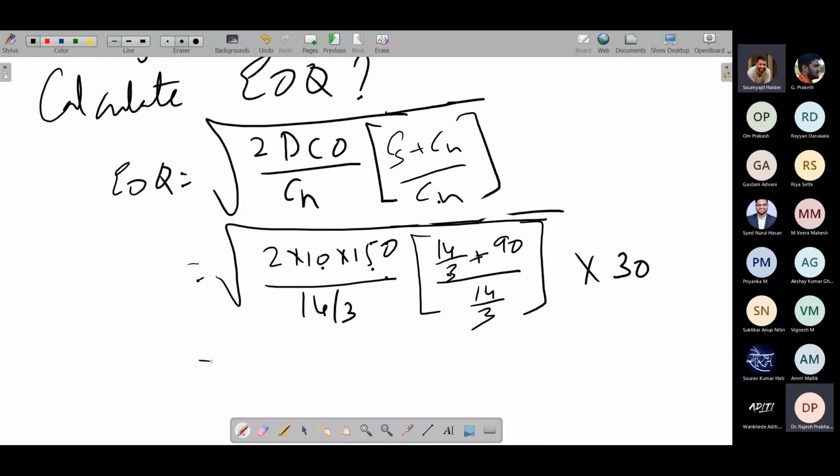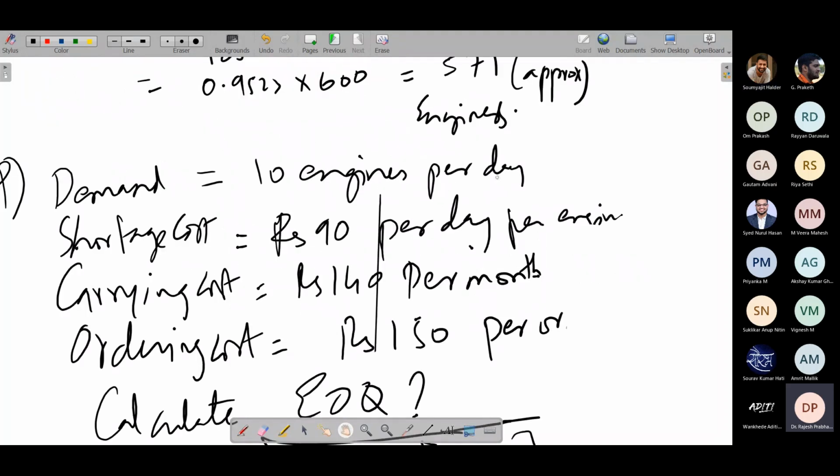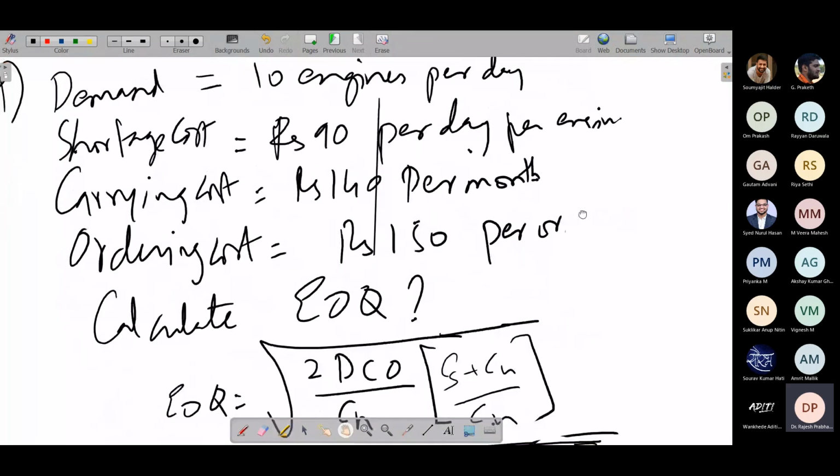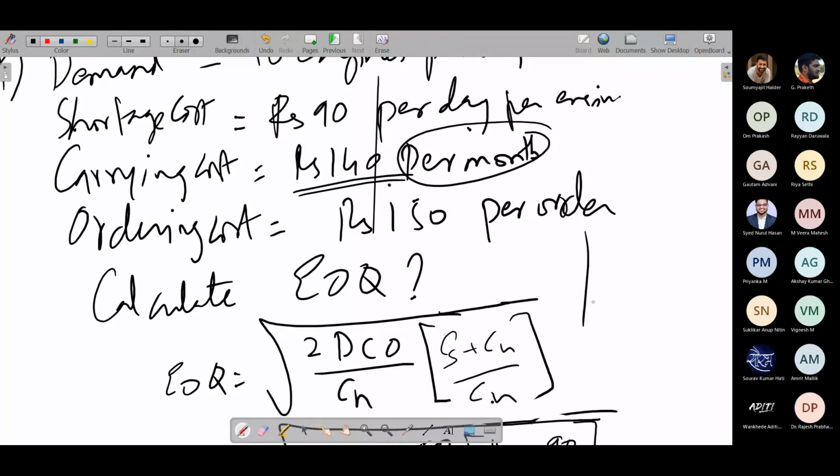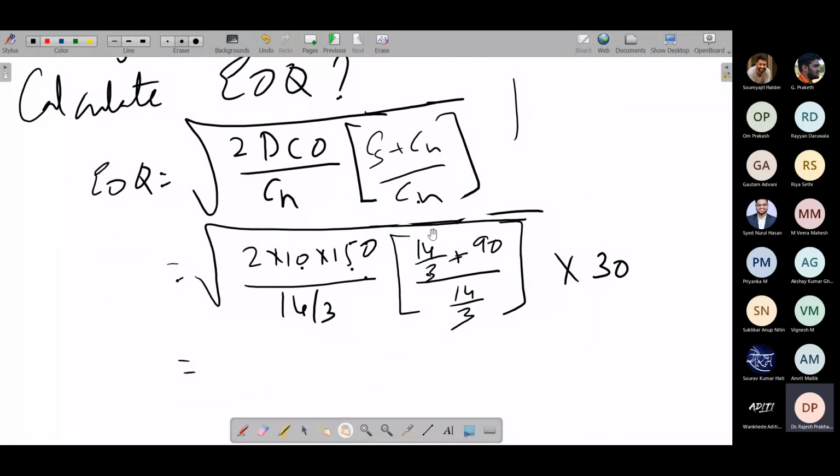Sir, but in the problem, carrying cost is given per month and ordering cost is given per order. See, very clearly, demand is 10 engines per day, shortage is per day, ordering cost is 150 per order, we can assume per day. The only metric which is per month is this. Instead of converting all to per month, I have converted this into per day. Got the point? Okay, sir. And I will multiply it with 30 so that we can get the lot for the month.